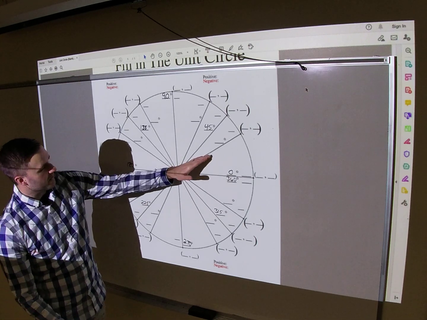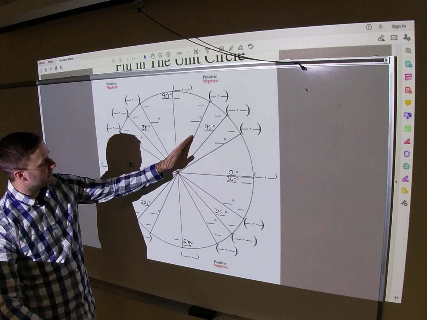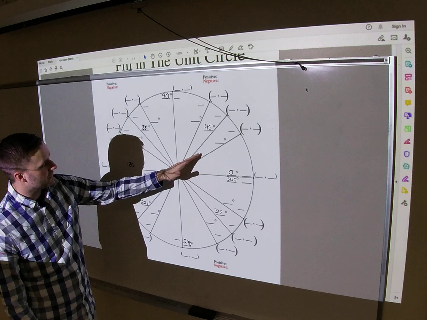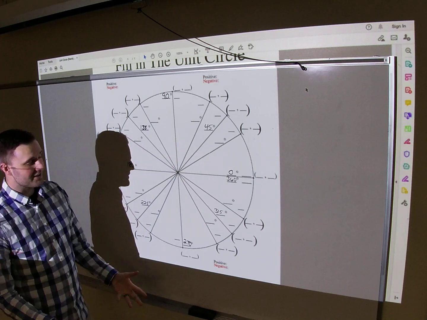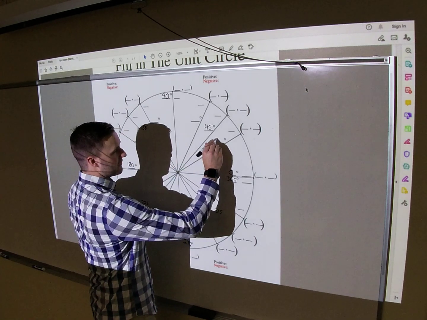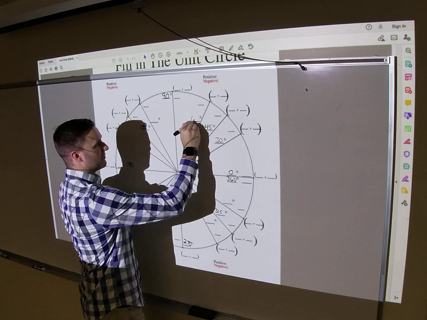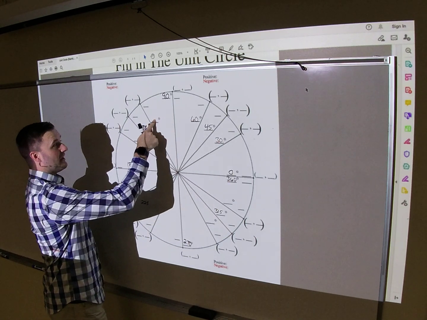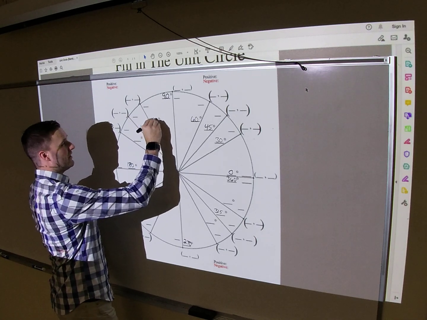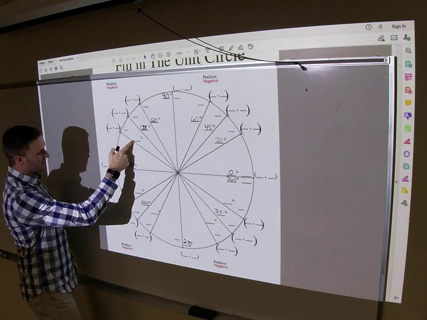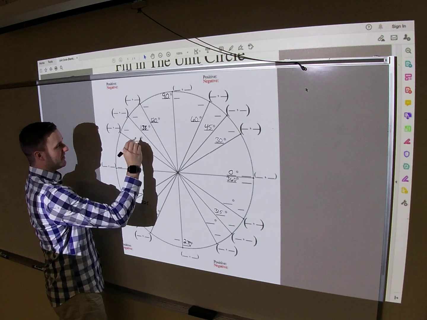Now, what about these other numbers? These other angle measures are 30 degrees away from each axis. So this is a 30-degree angle. This would be a 60-degree angle. 30 degrees past 90 would be 120. 30 degrees just shy of 180 would be 150.